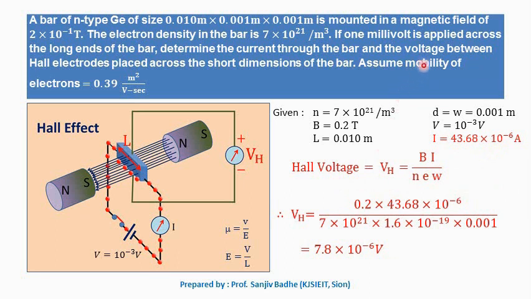Second part, we are asked to find out voltage between the Hall electrodes. So this Hall voltage we are asked to find. We know the relation for Hall voltage is BI upon N e w. B is given to us 0.2 Tesla.